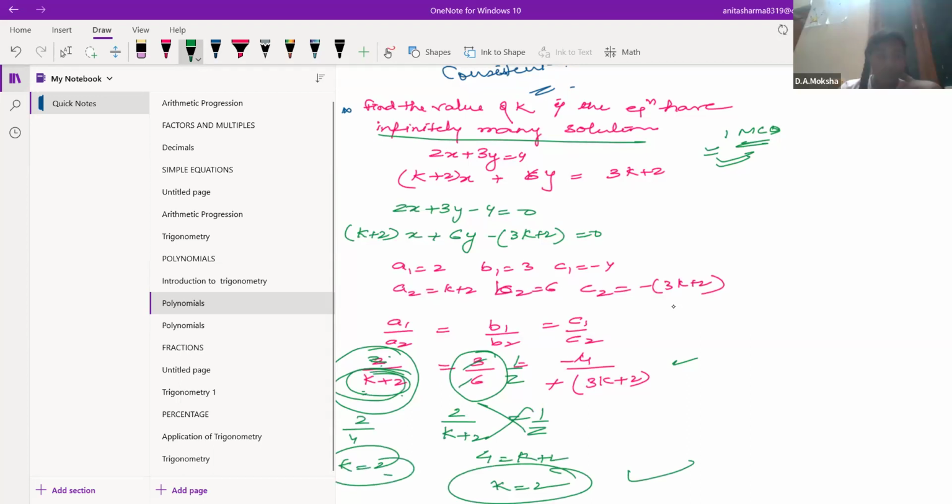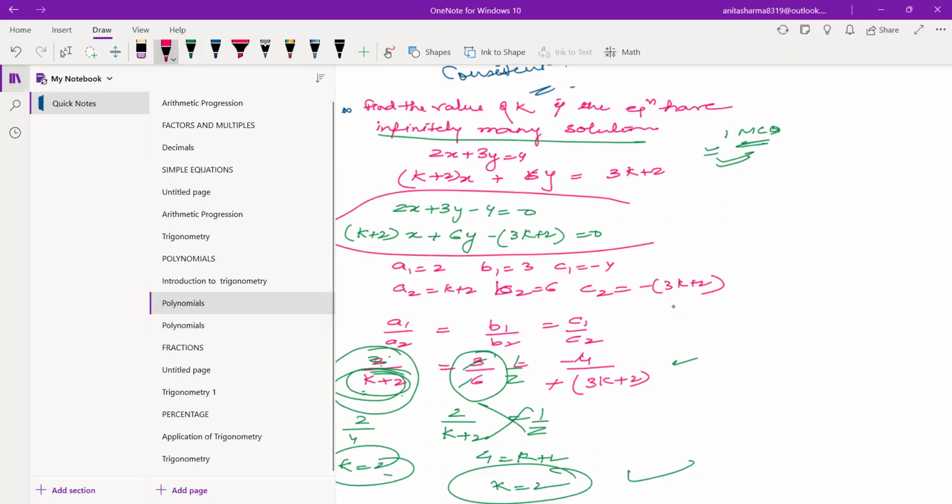Yes, ma'am. So while doing the MCQs, no need to write the standard form, no need to write these values A1, B1, C1. Just you know that these are in the form of A1x plus B1y plus C1 is equal to 0. Just write their ratios, okay?